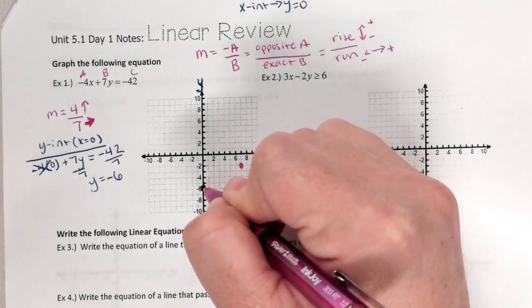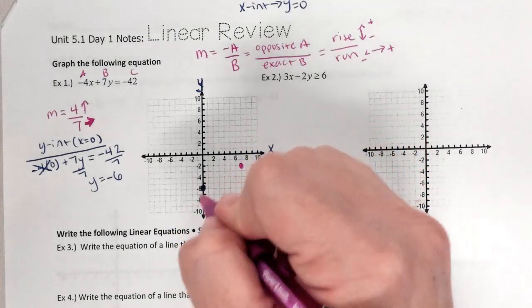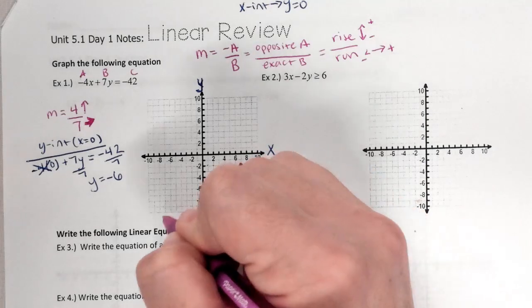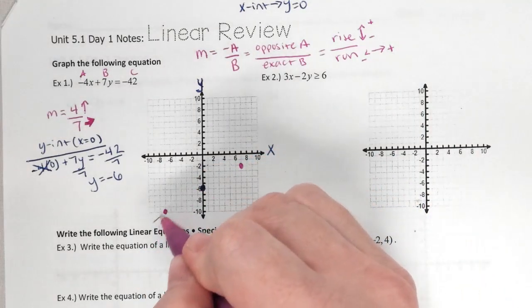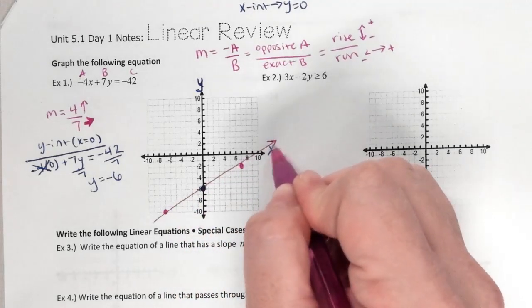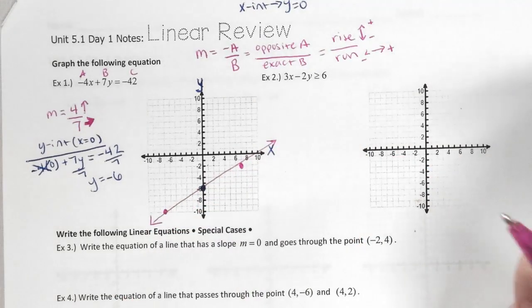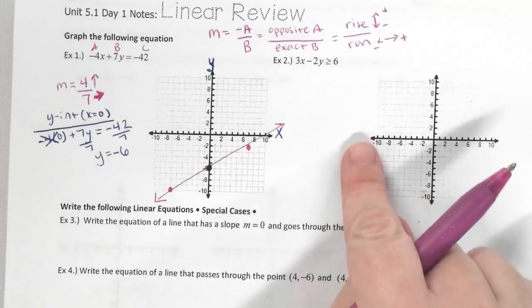Did that bring me back to my original? Yes. So I can do it again. Down 4, left 7. And those are the only 3 points that will fit. And it's an equation, so it's just a solid line. Any questions with that? Okay, so let's look at example 2.